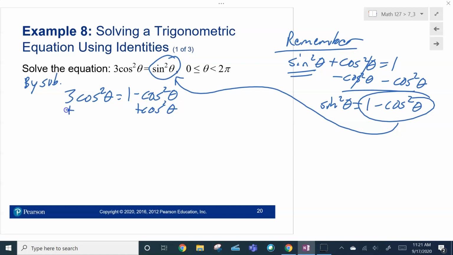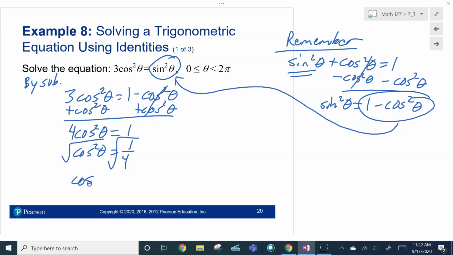So add cosine squared. So I got 3 cosine squared plus another cosine squared. I got 4 of these cosine squareds. Divide by 4 on both sides. And just like we have x squared equals 9, right? Well, square root, square root. So we have cosine theta is plus or minus square root of 1 is 1, square root of 4 is 2. So we have 2 equations here. Cosine theta is a half. Cosine theta is negative a half.